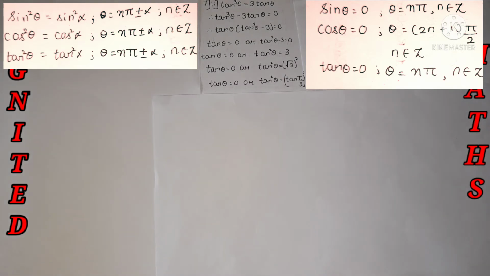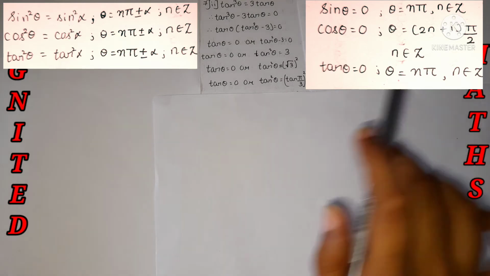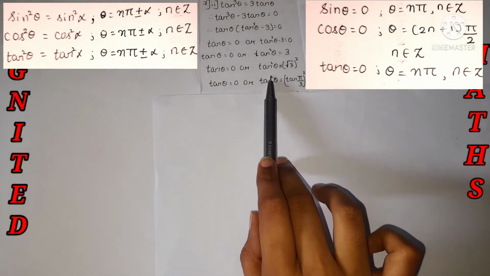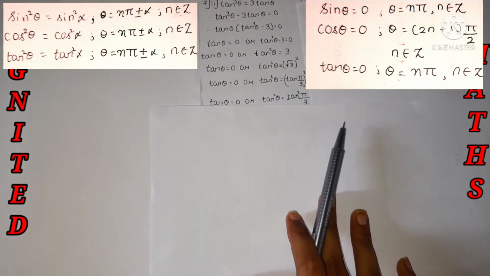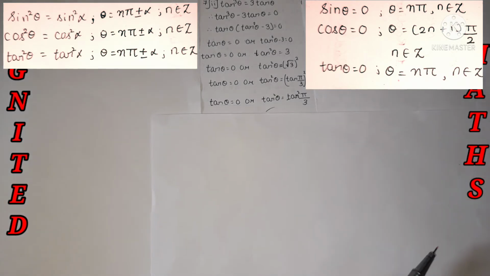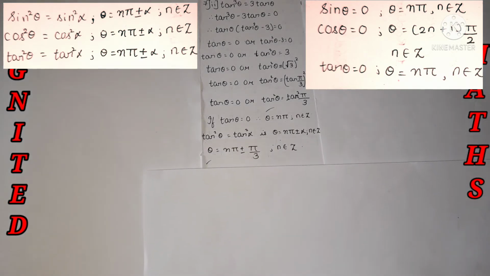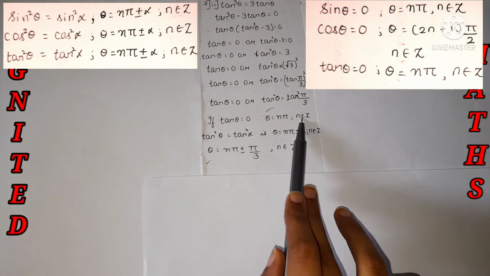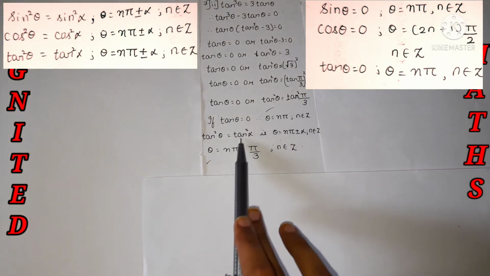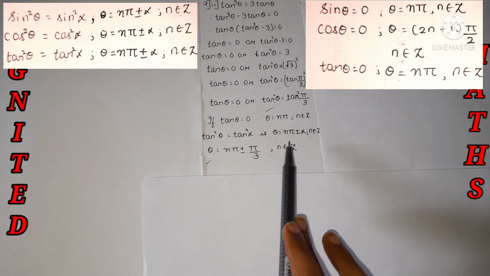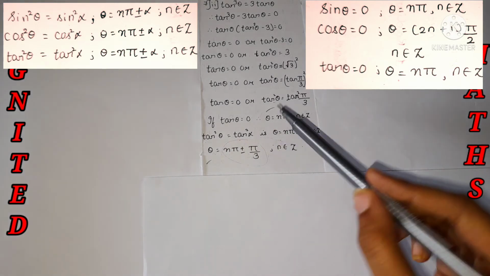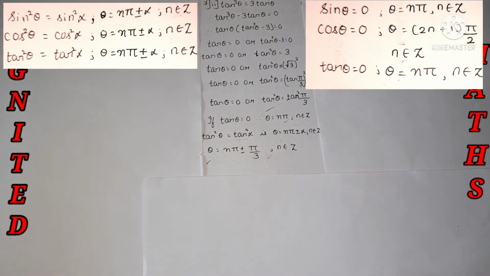So I have just used it over here, tan pi by 3 square. Okay, so tan square theta is equal to tan square alpha. It is in the form of that. So just use the formula and we will be getting the answer. I have just used the formula accordingly. If tan theta is equal to 0, then theta is equal to n pi. If tan square theta is equal to tan square alpha, then theta is equal to n pi plus or minus alpha. Yes, both the values we need to take.